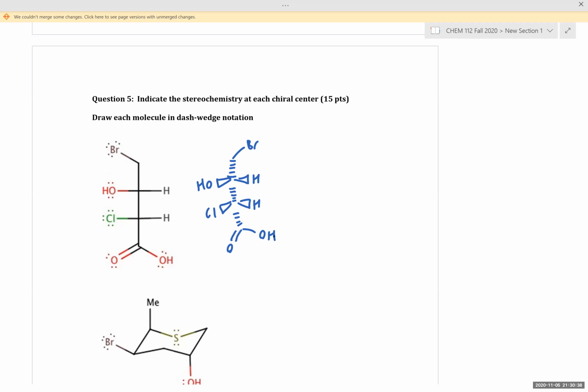Again, we're going to make a model of our structure. So let's put together a model for this Fischer projection. And then from there, we can analyze this model to determine the stereochemistry at each carbon.